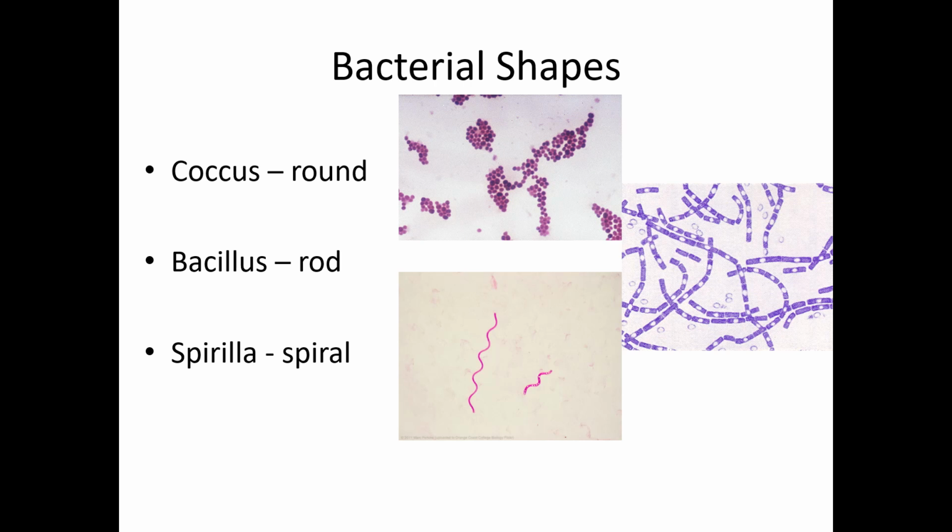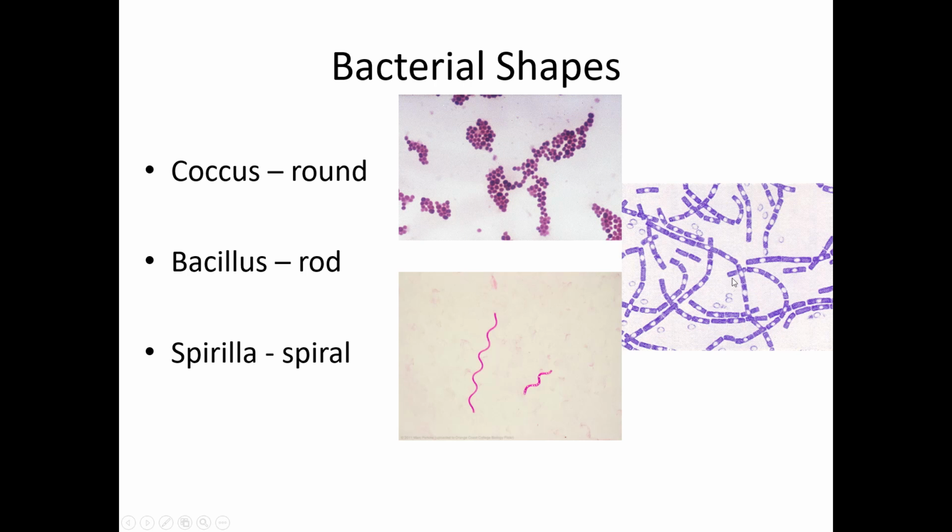Alright, from here we're going to start focusing on the bacteria. These are all things that we talked about in the bacterial lecture. So coccus means that the bacteria is round, so this is Staphylococcus. Bacillus means rod-shaped, so this is Bacillus anthracis.